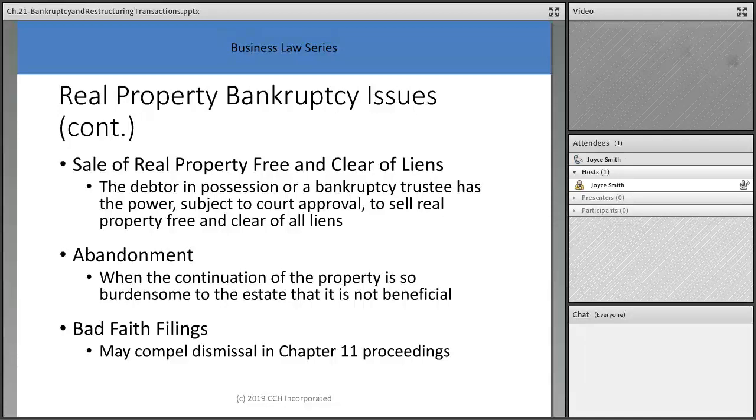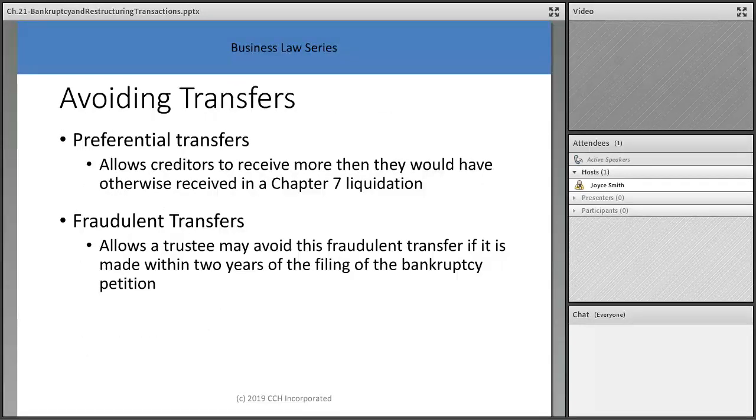Bad faith filings may compel dismissal. Again, if there's something going on that's fraudulent, if it's not in good faith, they're going to dismiss this whole bankruptcy piece. Avoiding transfers allows creditors to receive more than they would have otherwise received in a Chapter 7 liquidation if they have preferential transfers. If there are fraudulent transfers, again, the whole thing of bankruptcy is done. It allows the trustee to avoid the fraudulent transfer if it's made within 2 years of the filing of the bankruptcy.